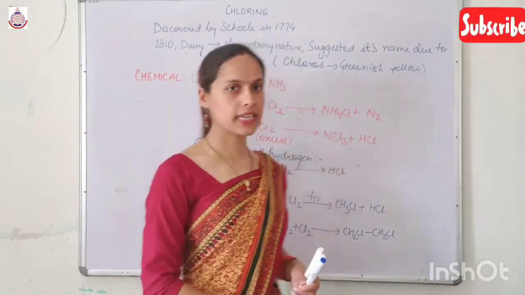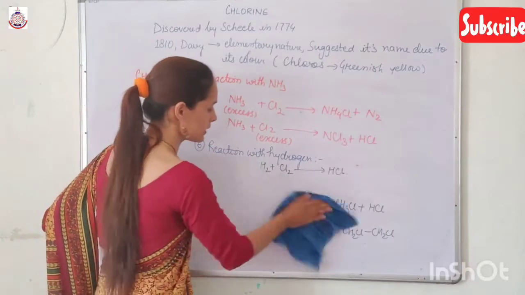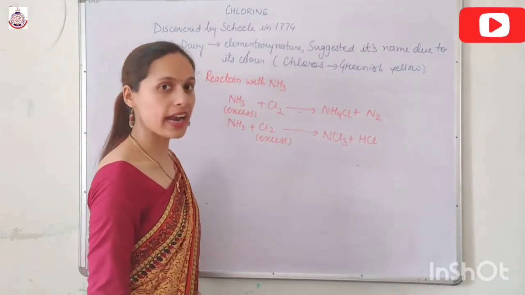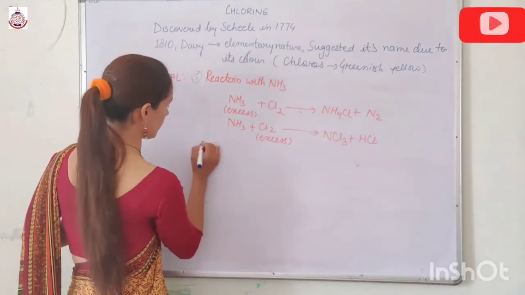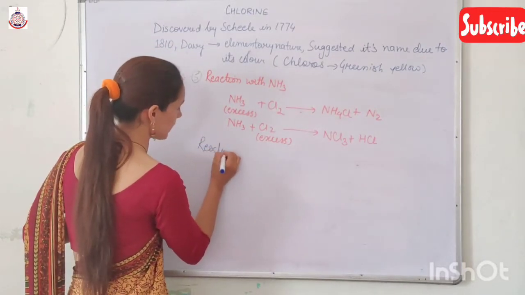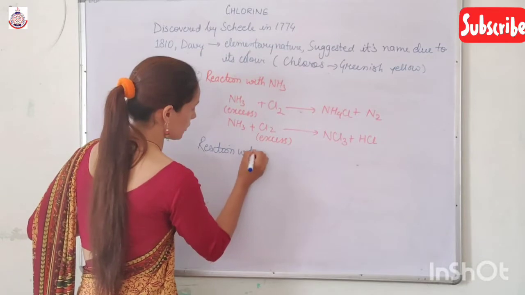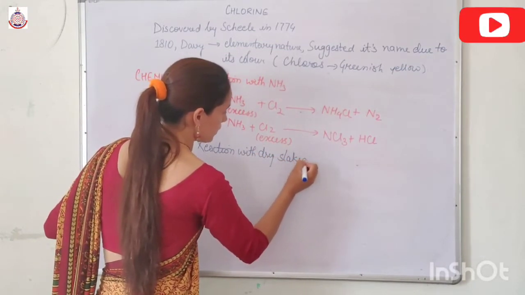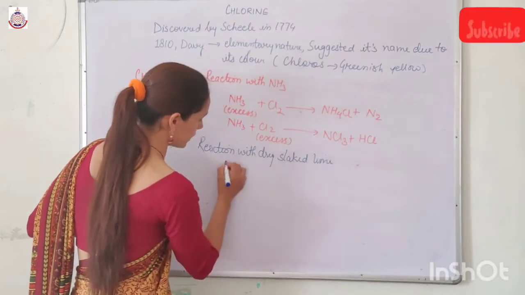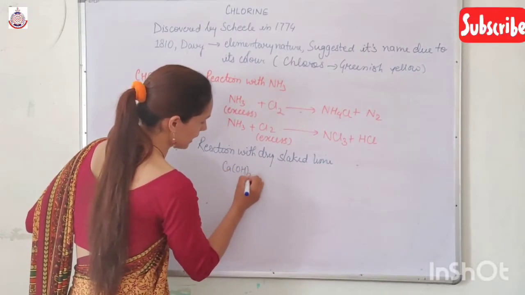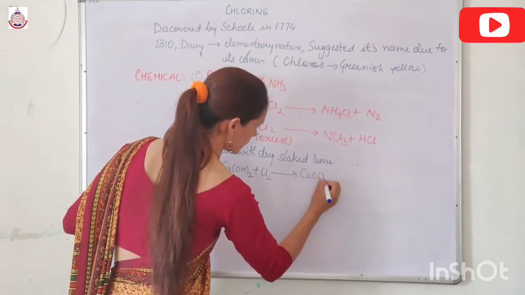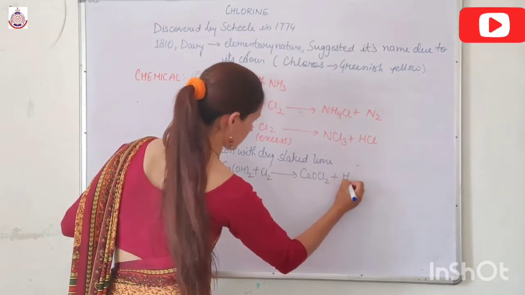Now the next property is reaction with dry slaked lime. Whenever chlorine reacts with dry slaked lime, it forms CaOCl2 plus H2O.